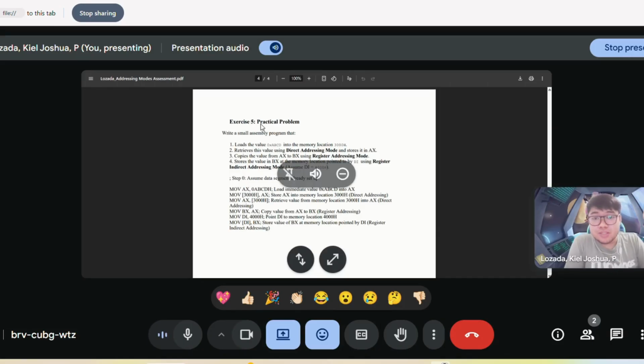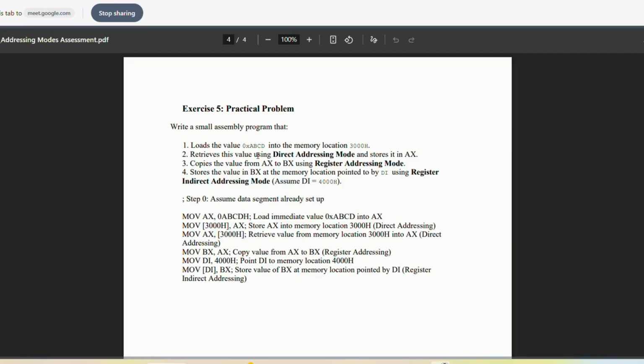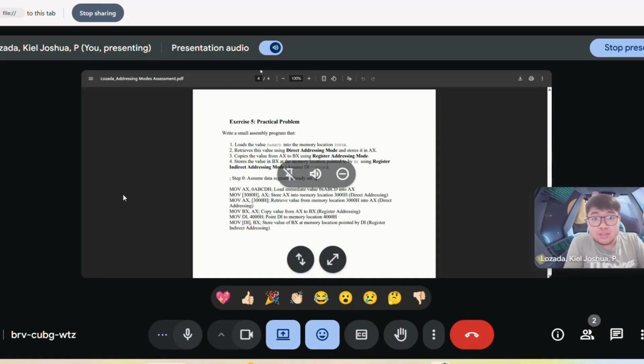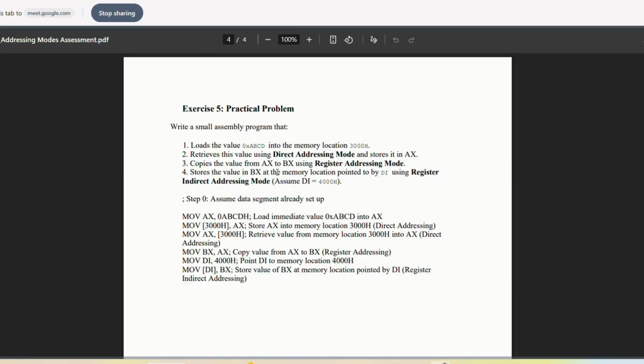So for number 5, which is a practical problem, write a small assembly program that loads the value 0xABCD into the memory location 3000H. Then retrieve this value using the direct addressing mode and store it in AX. Then copy the value from AX to BX using register addressing mode. Then store the value in BX at the memory location pointed to by DI using register indirect addressing mode. Assume DI equals 4000H.